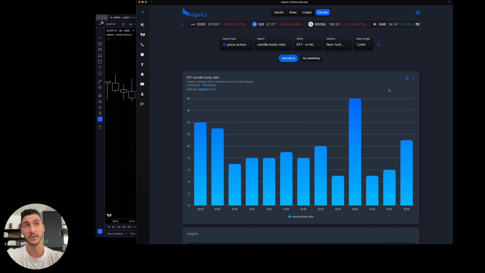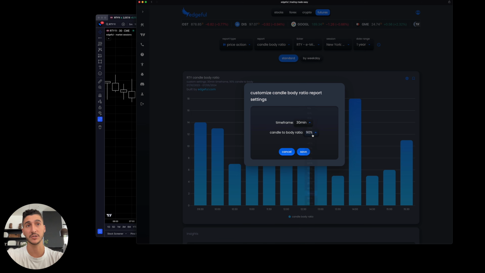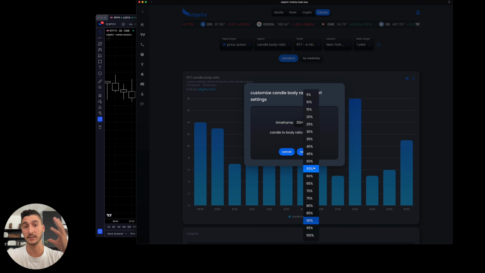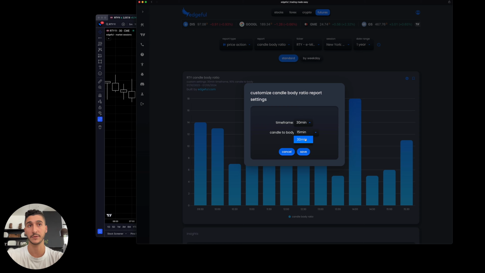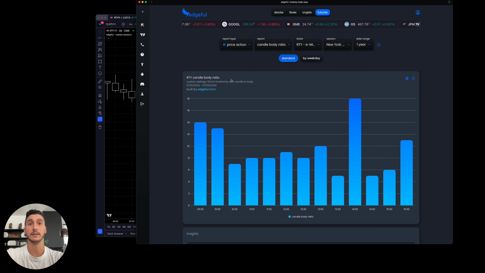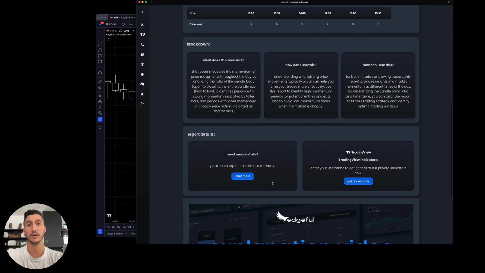We also have it by weekday. Please check out the customizations. You can play around with this. You can check different proportions of the body to the candle ratio. You can change this from 30 to 15 minute. And we have some explainer text down here, some more down there.